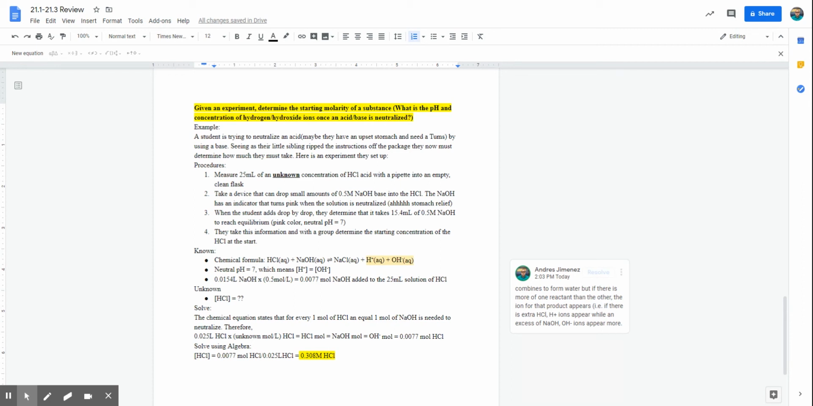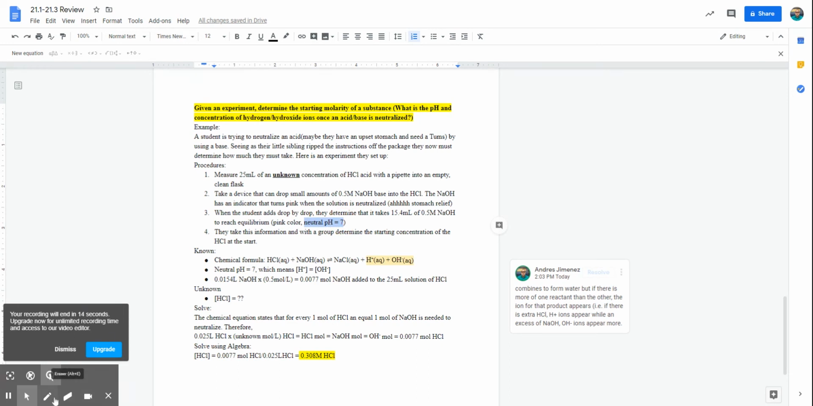Once the color changed, and that's what it says here, the NaOH has an indicator that turns pink when the solution is neutralized. Stomach relief, right? So then the student adds drop by drop, and determines that it takes 15.4 milliliters of 0.5 molar NaOH to reach equilibrium, which is the pink color, which is a neutral pH, a pH of 7.